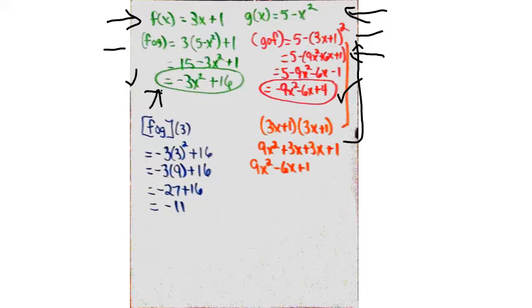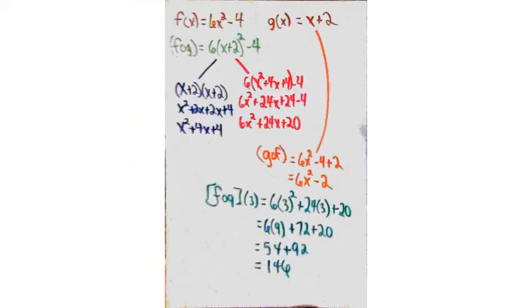So now I've got minus 3 times 3 squared plus 16, minus 3 times 9 plus 16, minus 27 plus 16, and my final answer is minus 11. Composing two functions. How sweet it is.